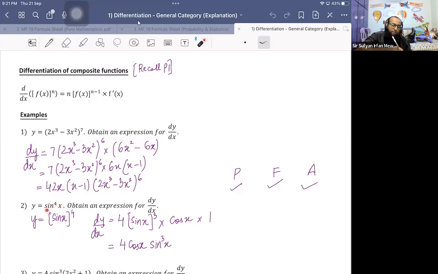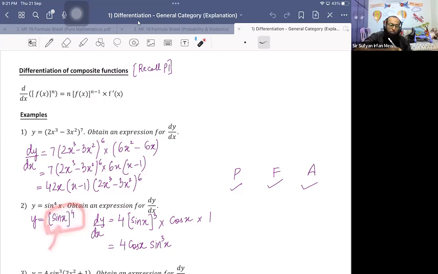First, we need to know that sine power 4 of x is the same as (sine x) whole power 4. This we have been told in AS as well, that sine square x is the same as (sine x) whole square. So keeping this in mind, sine power 4 of x is basically (sine x) whole power 4. Now consider this a composite function, but the difference is that now within the bracket, the function is not algebraic, rather it is a trigonometric function.